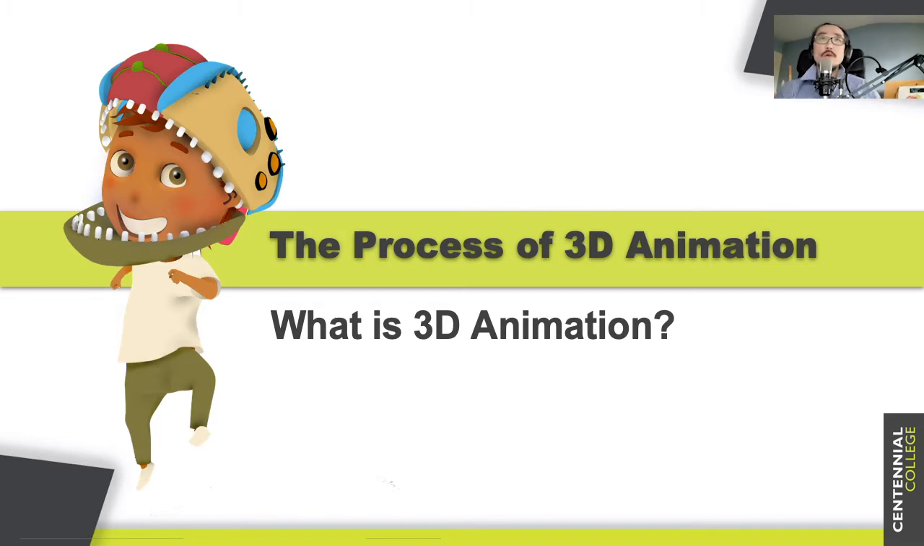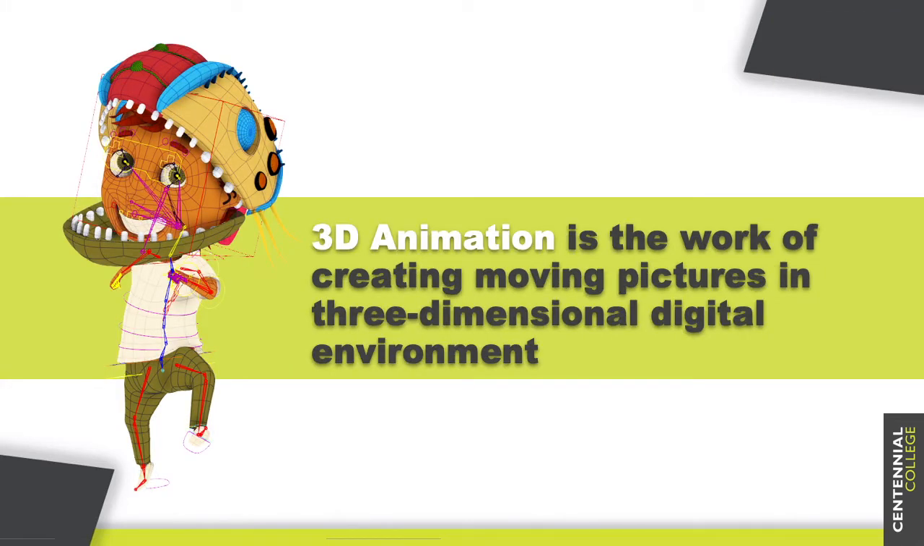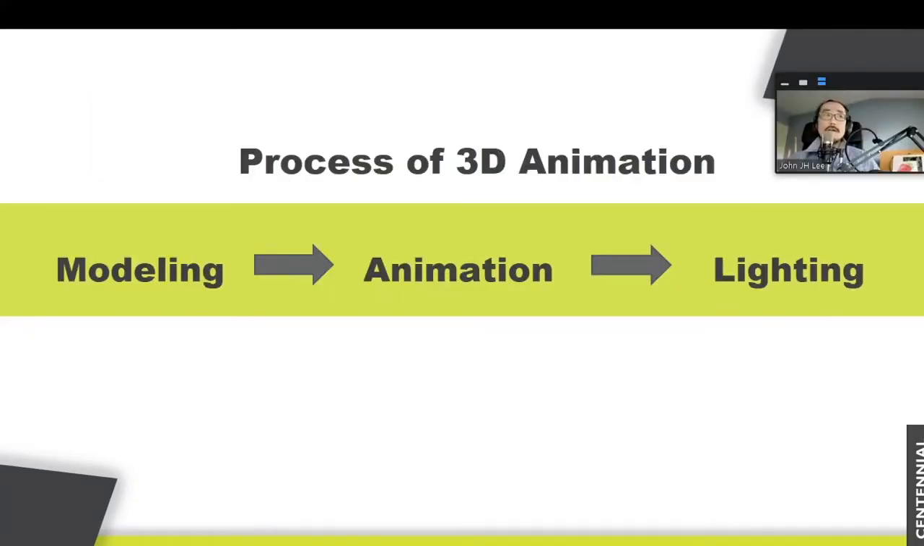Before we go deeper into the actual production pipeline in detail, we should first take a look at the actual process of animation. So what is the process of animation? How is 3D animation created in general? 3D animation is the work of creating moving pictures in a three-dimensional digital environment. In a nutshell, the process of 3D animation involves three stages: modeling, animation, and lighting.